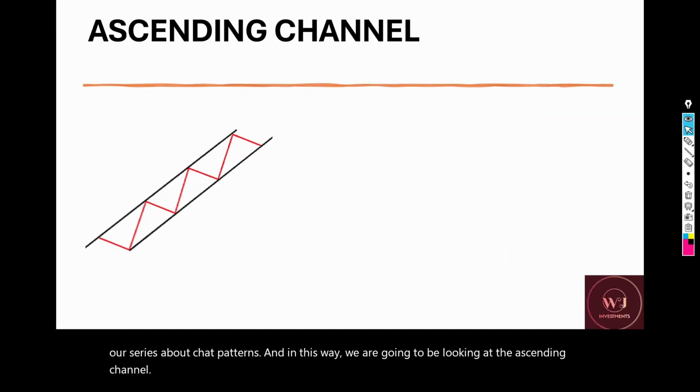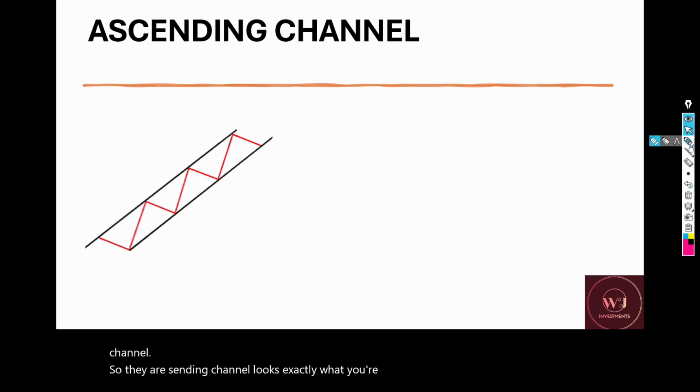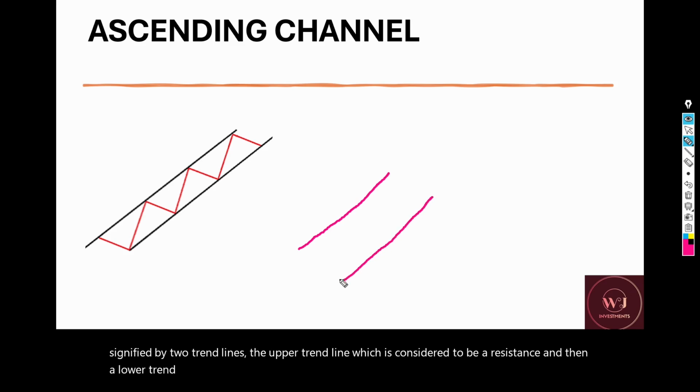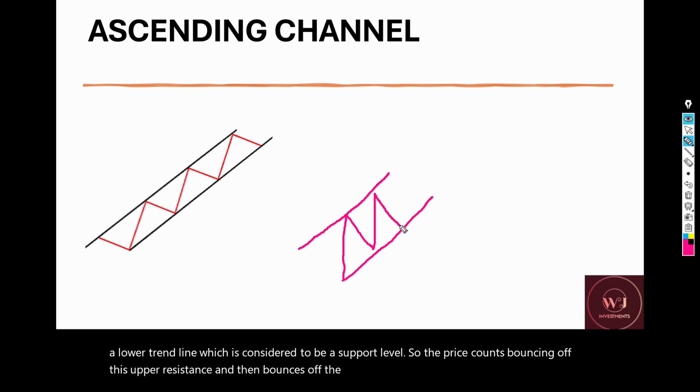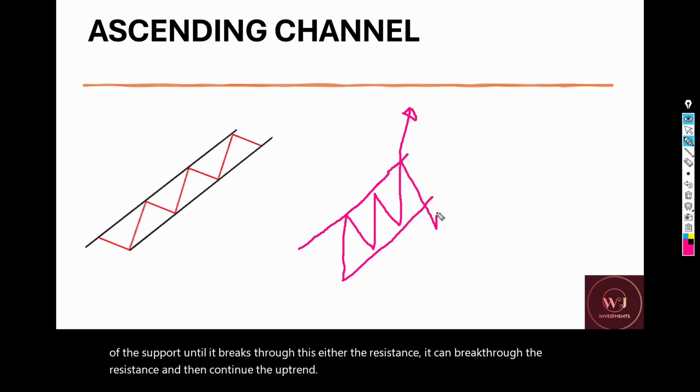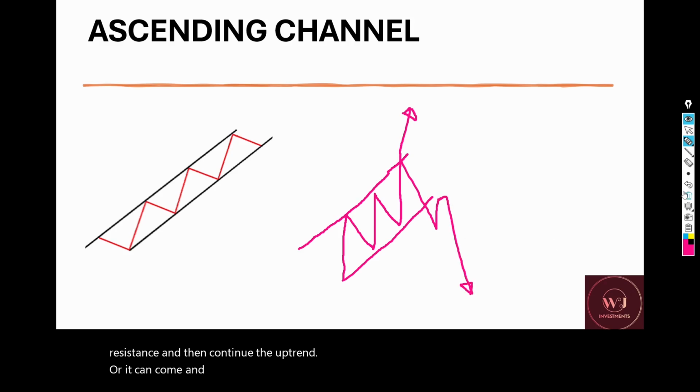So the ascending channel looks exactly like what you're seeing on the screen right here. It is signified by two trend lines, the upper trend line, which is considered to be a resistance, and a lower trend line, which is considered to be a support level. So the price comes bouncing off this upper resistance and then bounces off the support, bounces off the resistance, and then bounces off the support until it breaks through the resistance. It can break through the resistance and then continue the uptrend, or it can break through the lower support level and then come to retest some time, and then it makes a downtrend.